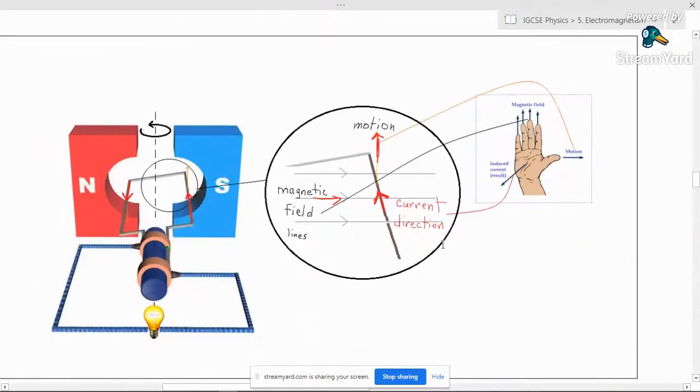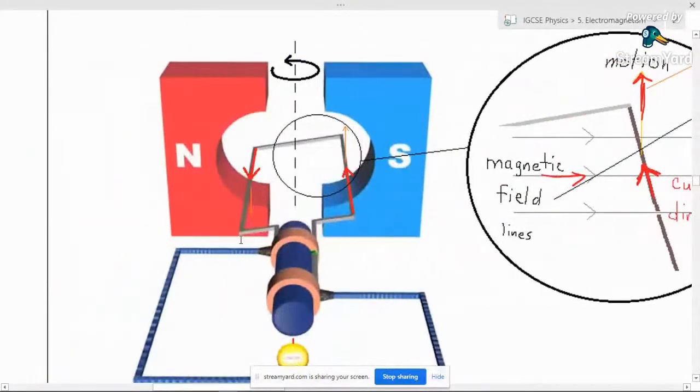Okay, so here we go. Here's another generator right here. We can see that this one is rotating. If you're looking straight onto it this way, you can see that it's rotating in an anti-clockwise direction. So we can see that on this part of the wire over here, this side of the wire is moving up, while this side of the wire is moving down.